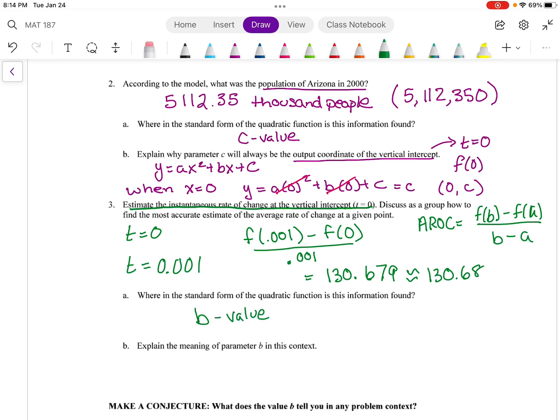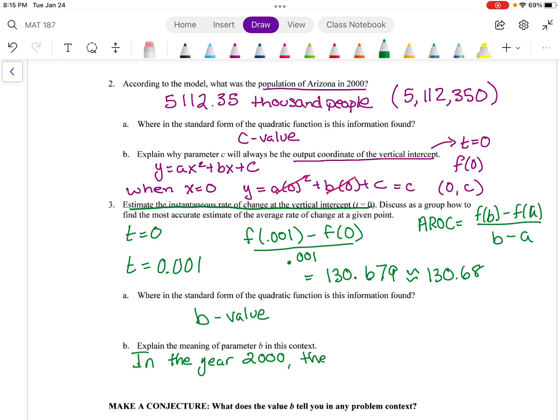And so what is b telling me in this context? It's telling me that in the year 2000, the population of Arizona was initially increasing at a rate of 130.68 thousand people per year. It's our initial rate of change of our quadratic function coming from that t equals 0 point. So I'm going to write that out.